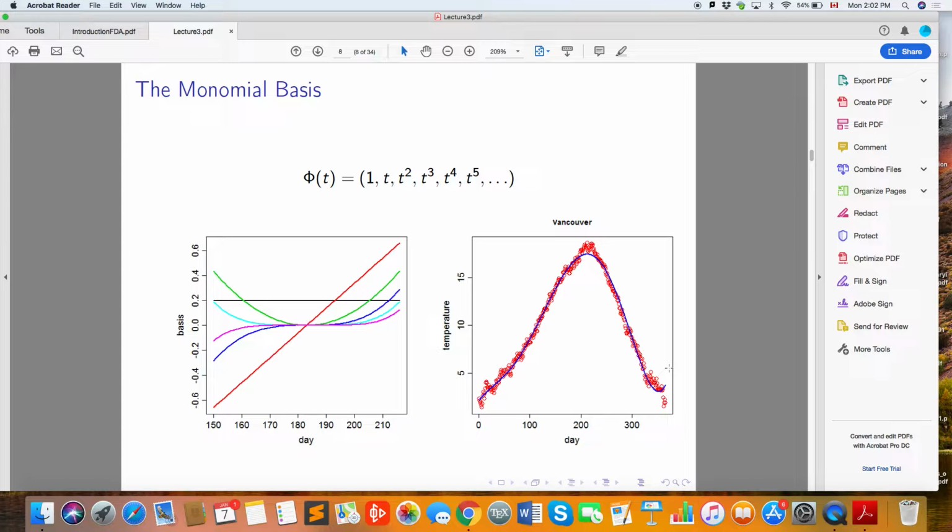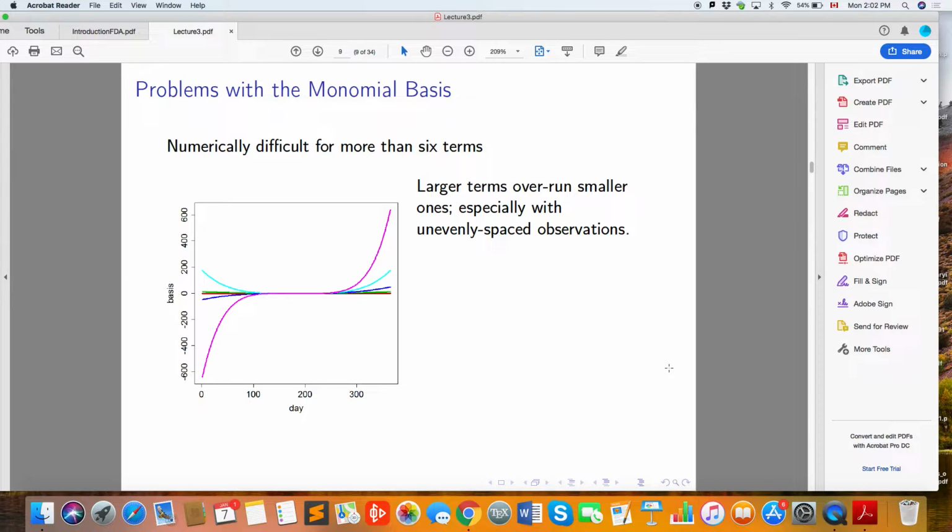Basically, here we try to capture the temperature curve using a polynomial function of t, right? And so this is the monomial basis functions.